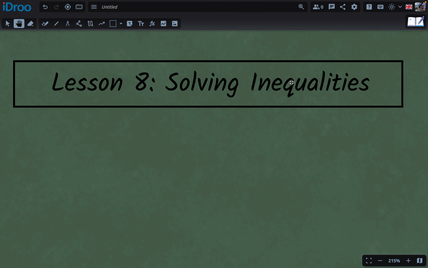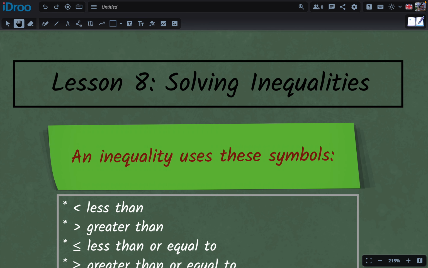Hi everyone! In this lesson we are going to learn about inequalities. Inequalities are similar to equations, but instead of one exact answer we get a range of answers. So first of all, what is an inequality?